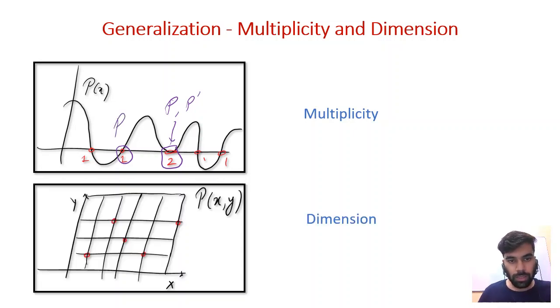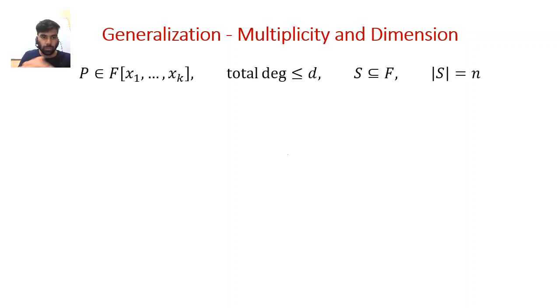And the other way we will generalize this is in terms of dimension. That is, instead of considering univariate polynomials, we will consider a bivariate polynomial which we will evaluate over a grid, and we will count at how many points this polynomial is 0 while taking into regard its multiplicity. And as it turns out, we get a very nice lemma which generalizes our previous result both in multiplicity and dimension. So let's consider a k-variate polynomial p of total degree at most d, and let's also consider a set of evaluation points of size n, which is a subset of F.